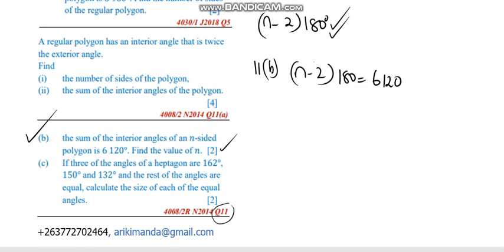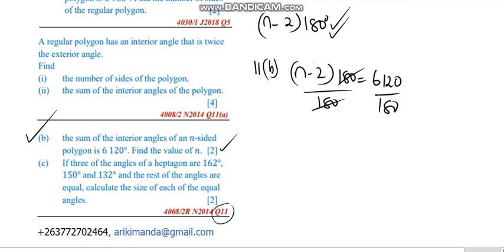So for us to find the value of n, we start by dividing both sides by 180, right? These two will cancel. We will remain with n minus 2 equals 6,120 divided by 180. What is 612 divided by 18? We get 34.